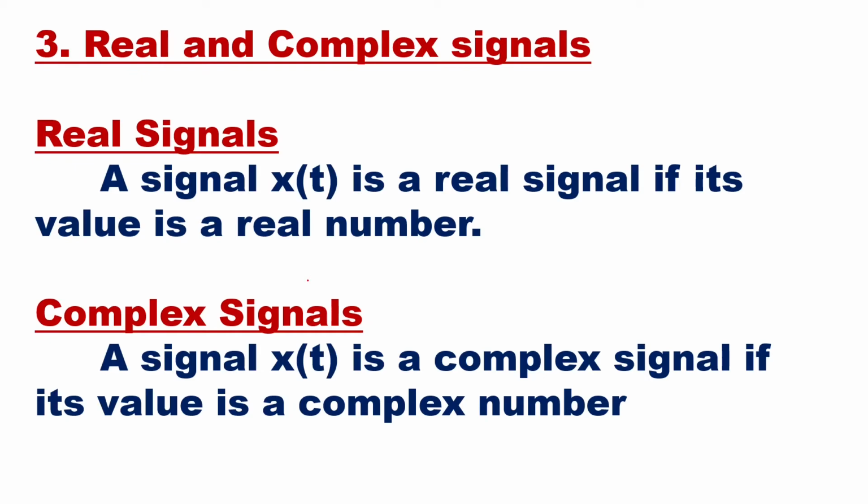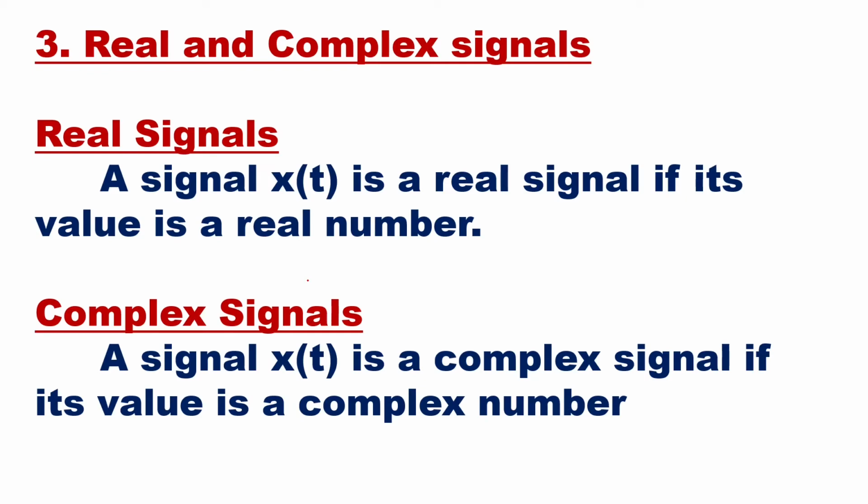A signal x(t) is a real signal if its value is a real number. Or if you go to see what is a complex signal, a signal x(t) is a complex signal if its value is a complex number. It is not real, it is real plus imaginary, a complex number. If you are having only a real number, then it is a real signal.